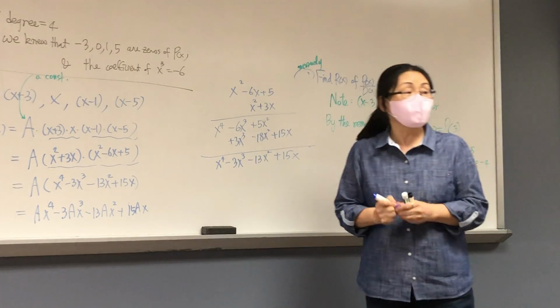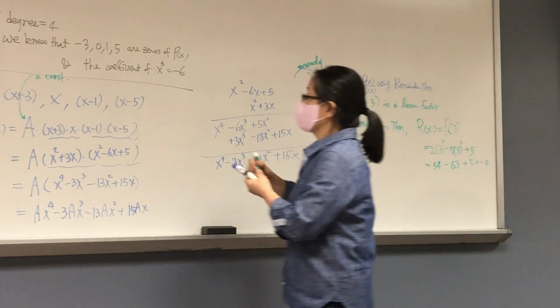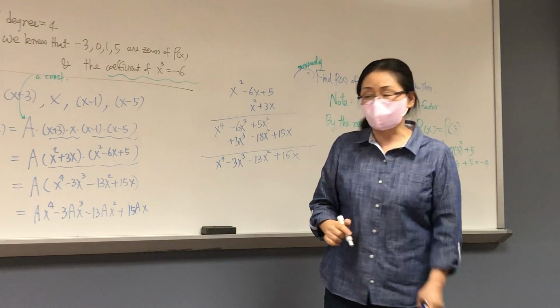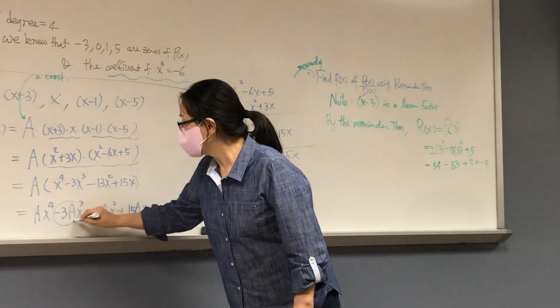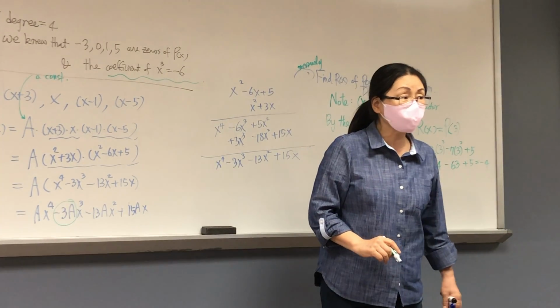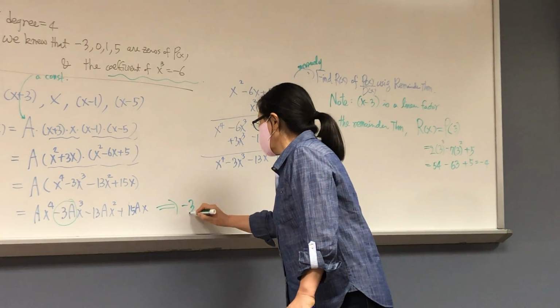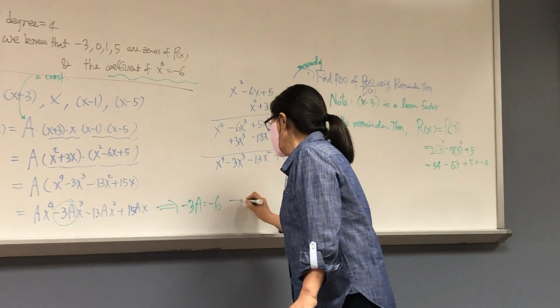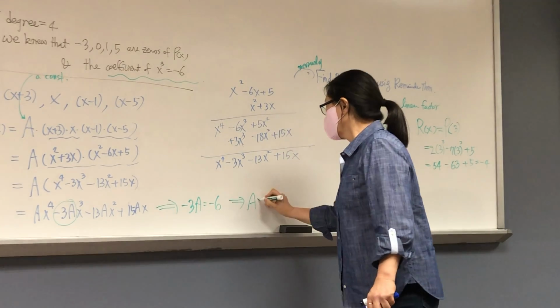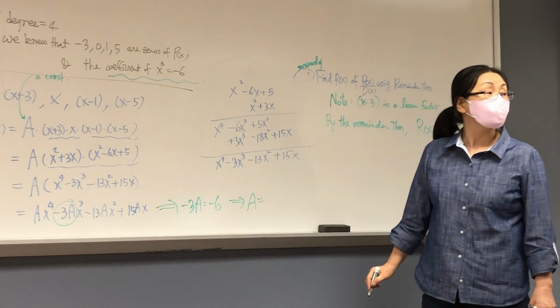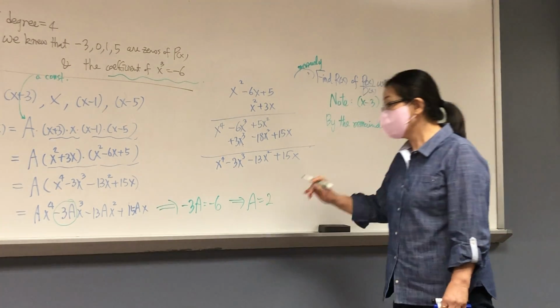Now we're going to use this condition. So what should be negative 6? This one should be negative 6. So what is A? A is 2, because it's 2 times negative 3.